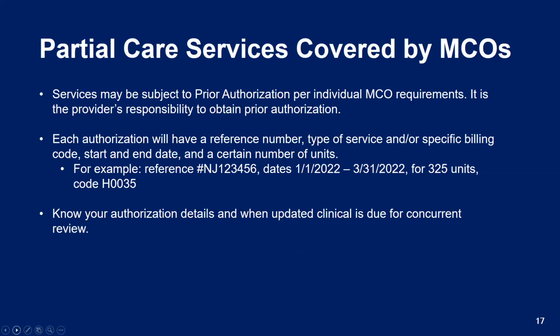So the partial care services that are covered are subject to prior authorization. That's a requirement under fee-for-service, and I believe all the MCOs also require prior authorization. The authorization will give you a reference number if you get it through the managed care, which will tell you the type of service, the specific billing code, the start and end date, and the number of units that you're allowed to provide. Make sure you have that information and that it's included when you submit your billing. You should know your authorization details and when the updated clinical is due for concurrent review, as well as your next prior authorization request.